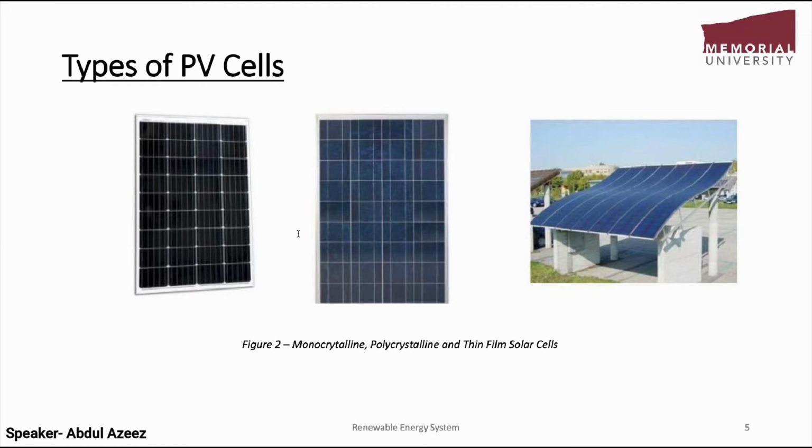These are the types of PV cells, and we have three types: monocrystalline, polycrystalline, and thin film solar cells. Of these, monocrystalline PV cells are the most efficient and the most expensive when compared to the other two.